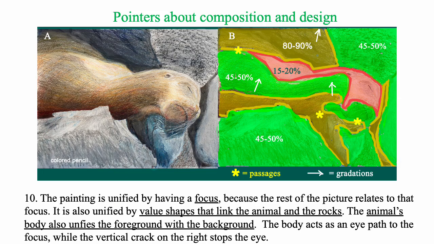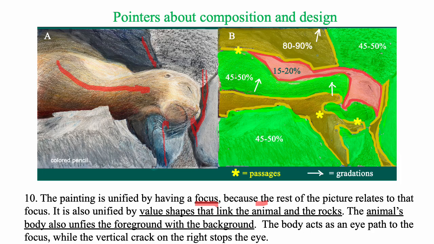There are several elements that make this a unified painting. First of all, it has a focus, and that makes the rest of the picture relate to the focus. We talked about this body as being the eye path. This crack could block the eye path from leaving the picture, and these diagonals seem to stay near the face.